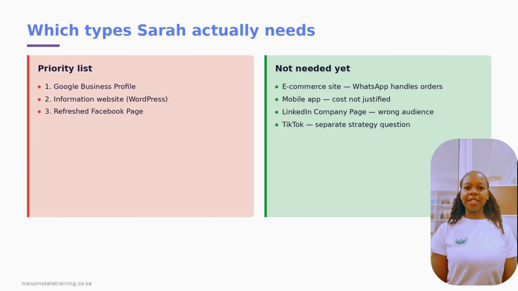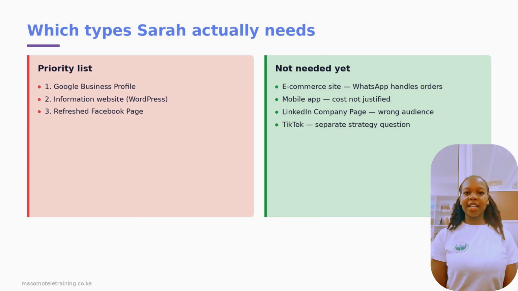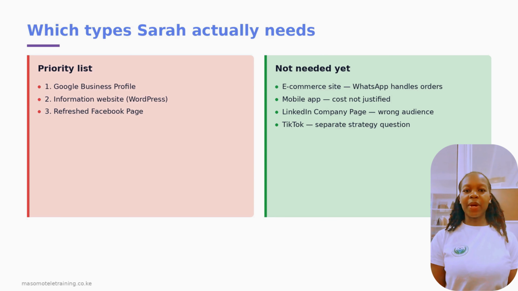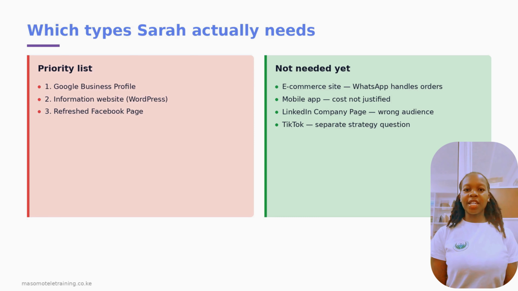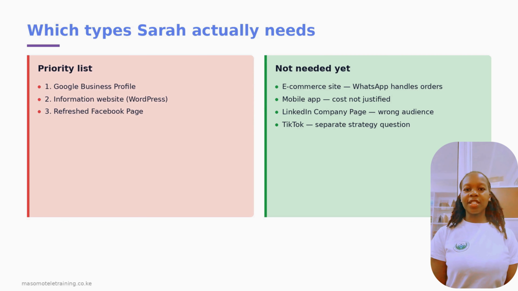For Sarah at Karibu Kitchen, a small restaurant with lunch and dinner delivery, the priority list is short. First, a Google business profile, so people who search lunch delivery Eldoret actually find her. Second, an information website, so customers who click the profile land on real content. Third, her existing Facebook page refreshed.